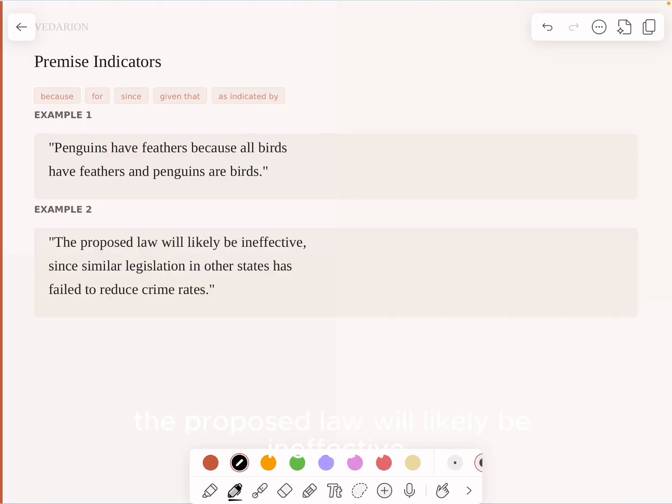The proposed law will likely be ineffective since similar legislation in other states has failed to reduce crime rates. Do I have a premise indicator? I do. It's the word since. What follows it? Similar legislation in other states has failed to reduce crime rates. The premise is this part.